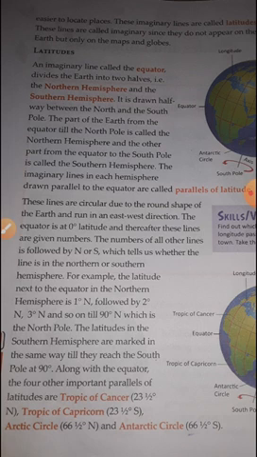Along with the equator, the four other important parallels of latitude are Tropic of Cancer, 23½ degree N, Tropic of Capricorn, 23½ degree S, Arctic Circle, that is 66½ degree north, and Antarctic Circle, that is 66½ degree south.